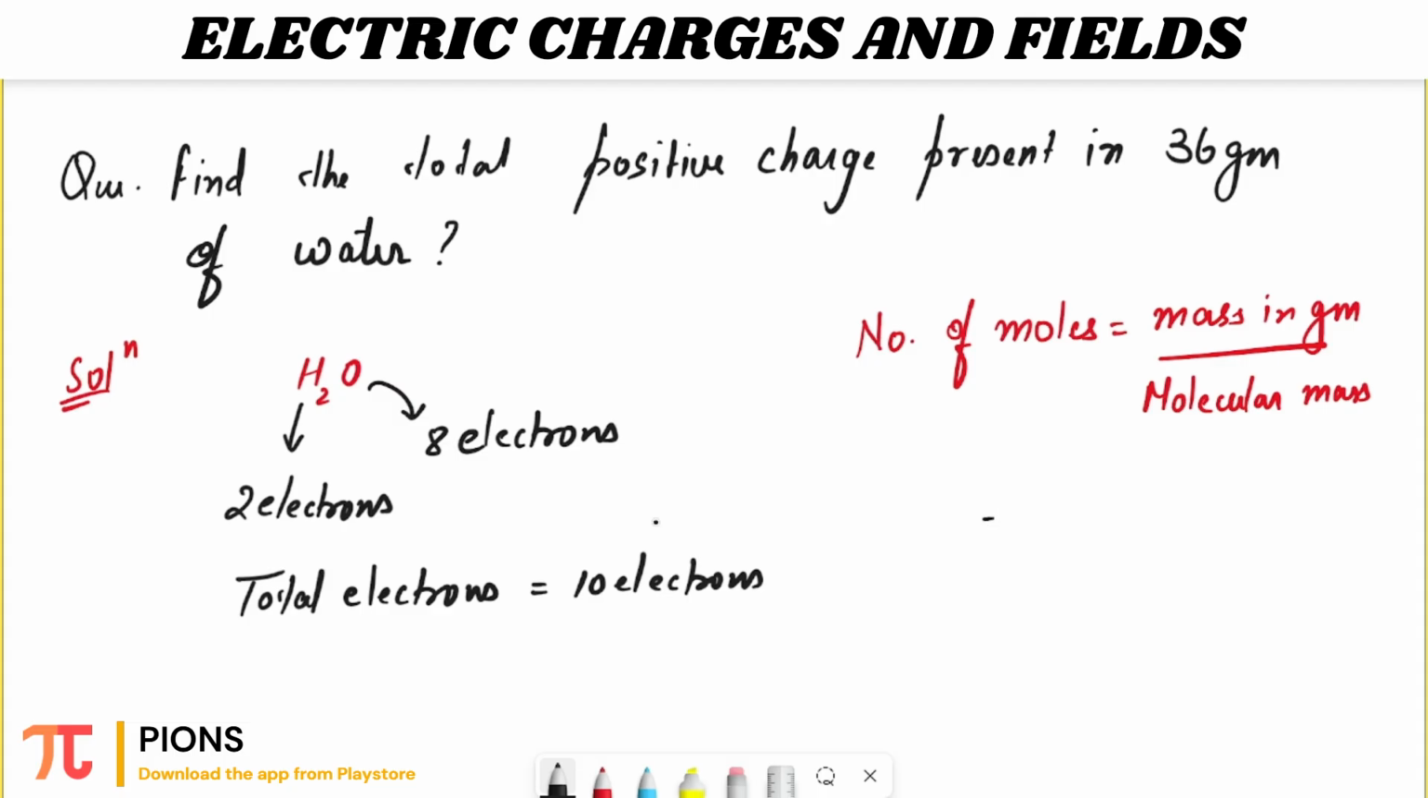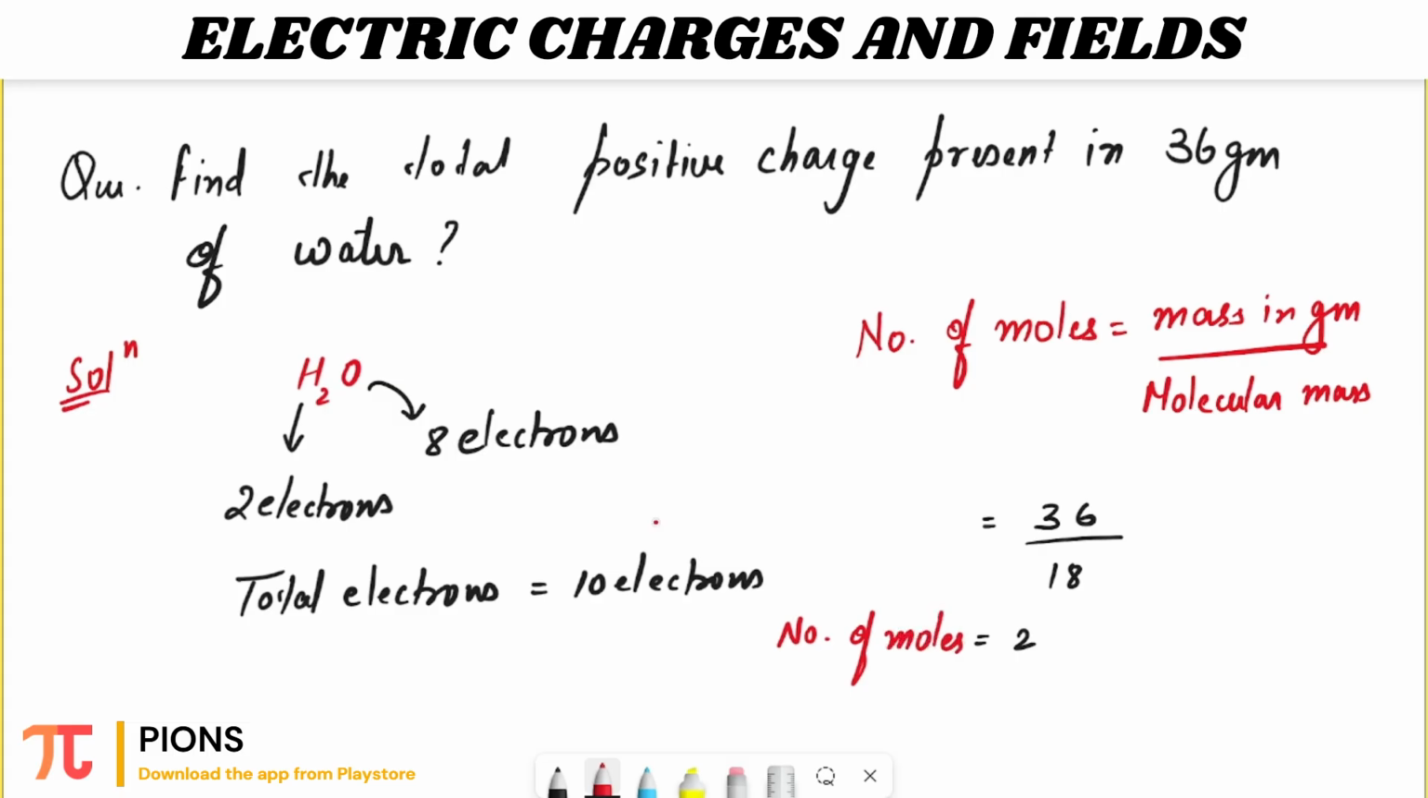So, the mass in grams here is 36, the given mass. And what about molecular mass? That you should know from chemistry, otherwise you can see 18. 18 grams is the molecular mass of water. So for these 36 grams of water, the number of moles is 2.